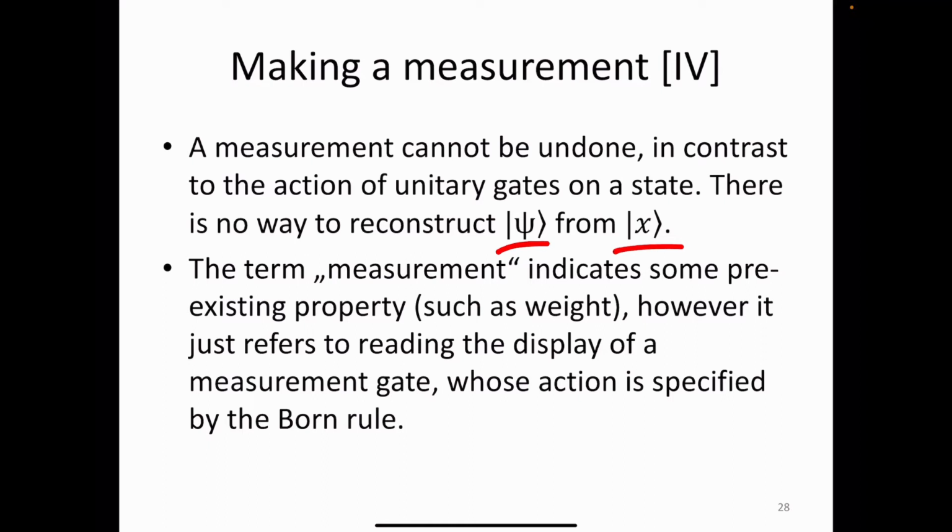So the measurement indicates some pre-existing property, such as weight. However, it just refers to reading the display of a measurement gate whose action is specified by the Born rule. And there are different ways to interpret it, it even goes into philosophy, or you could say there is no physical reality until you look at a system. So I prefer to say too that it's just a distribution of possible states, and we look at the system, and then once we do that looking, so measure the system, then we get our physical reality, our definite state.